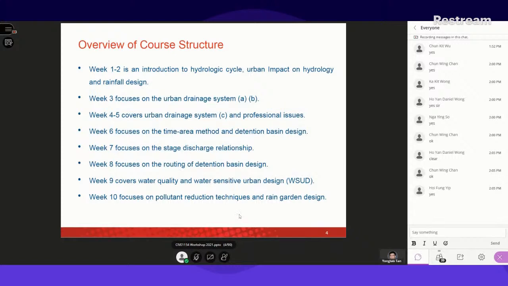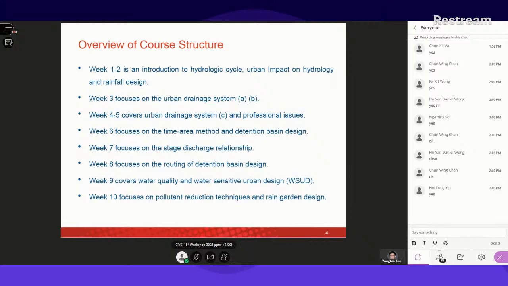Week 7 we focus on the stage discharge relations, and week 8 focuses on the detention basin design. The detention basin is normally used to reduce the peak runoff flow and also to delay the peak flow time. Week 9 covers the water quality, and also the water sensitive urban design.